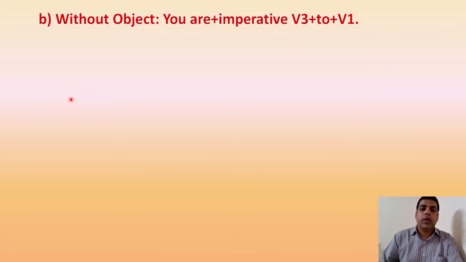Let's now look at the second category of imperative sentences, where we do not have an object. In that case, we are supposed to write you are plus the imperative verb's V3 form. Imperative verb means what? The words of request, command, appeal. Those verbs are supposed to be written in the third form, the past participle form, plus to plus V1 plus the object, if any, will come.